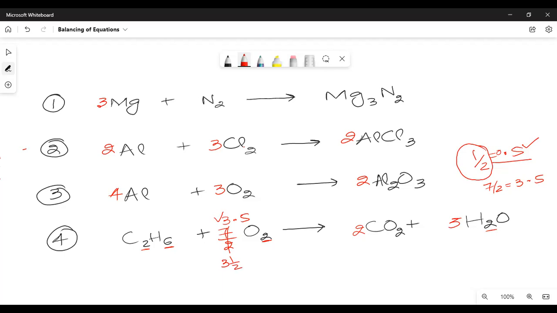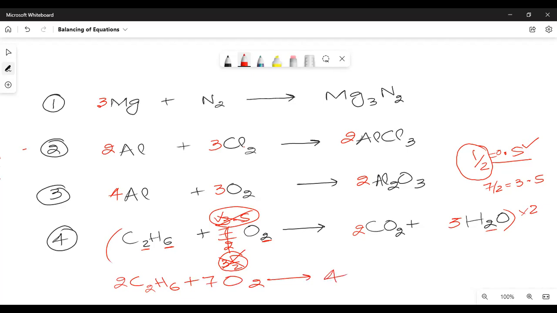If you don't want to write that, let's suppose 0.5s are tricky, fractions are tricky, then multiply the whole equation by 2. So this would become 2C2H6. Now 3.5 when multiplied by 2 would become 7. So 7O2 gives you 2 2s of 4 CO2, right? Plus it gives you 3 2s of 6 H2O. Now the equation is balanced in whole numbers.